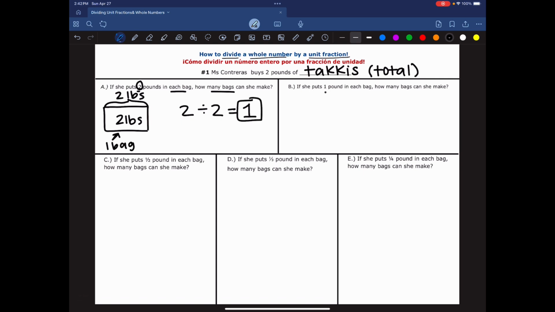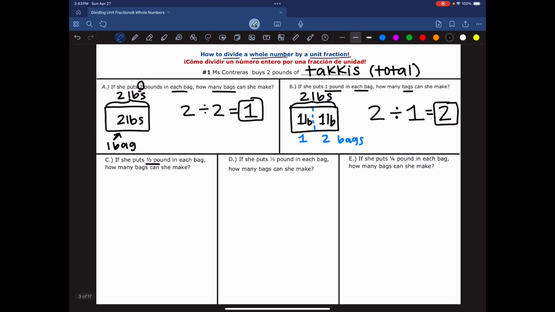This time, I'm putting 1 pound in each bag. How many bags can I make? My total is 2 pounds of Takis. Each bag needs 1 pound, which means I'm dividing 2 divided by 1. After dividing, I see that I can make 2 bags.